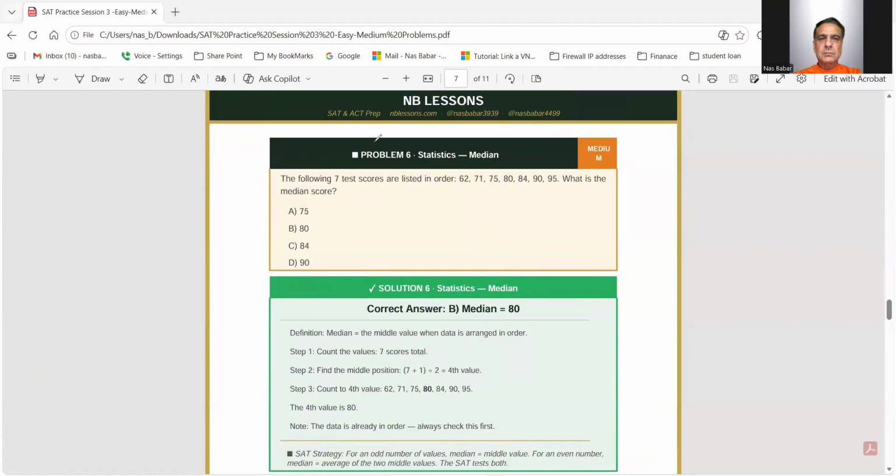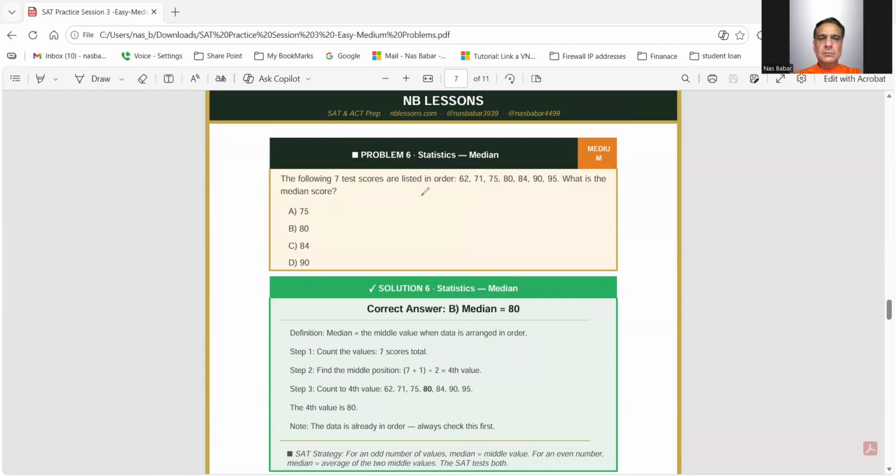Okay. All right. So the following 7 test scores are listed in order: 62, 71, 75, 80, 84, 90, and 95. They want you to find the median. Trick over here, my friends, is that right away you count the numbers in the list. How many numbers do I have in this list? 1, 2, 3, 4, 5, 6, 7.